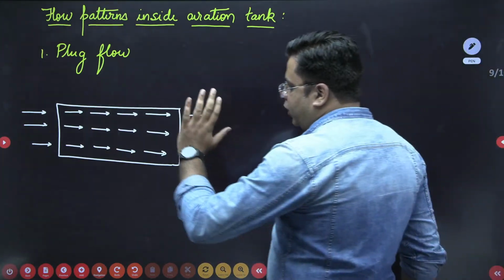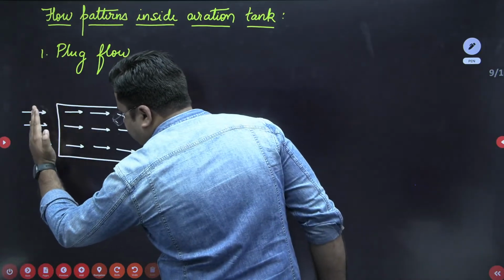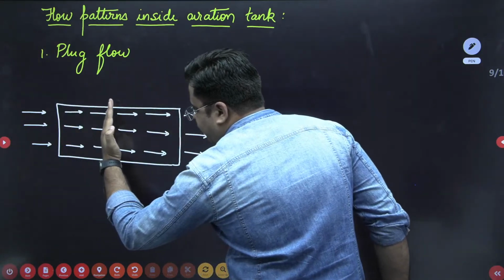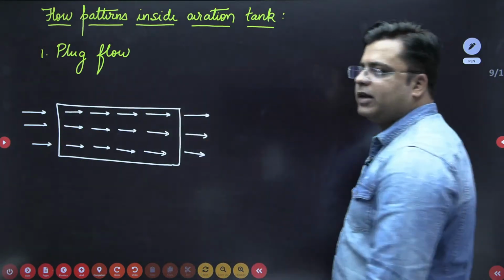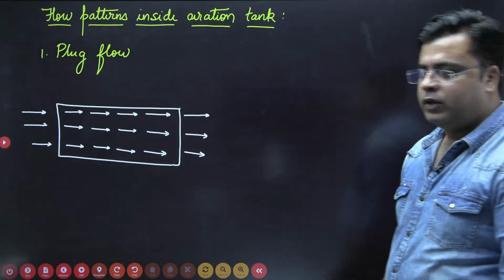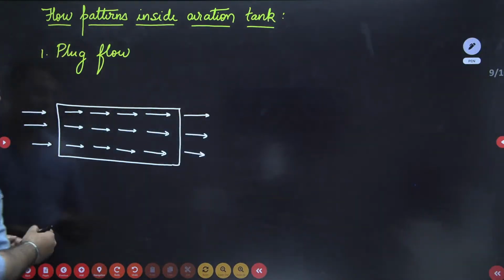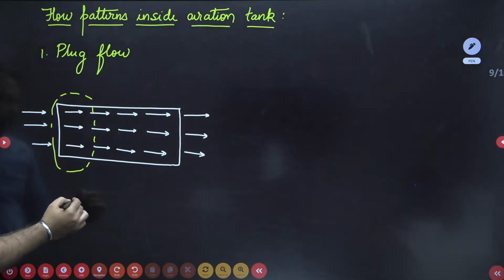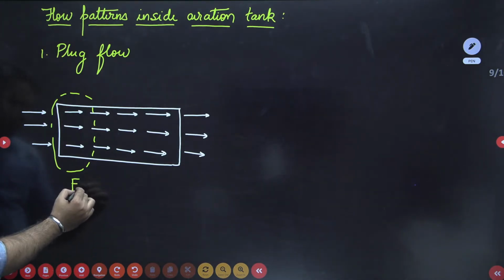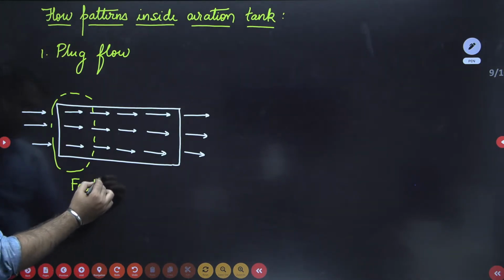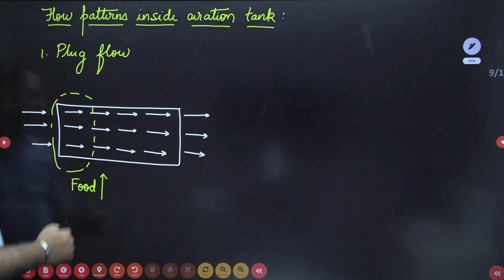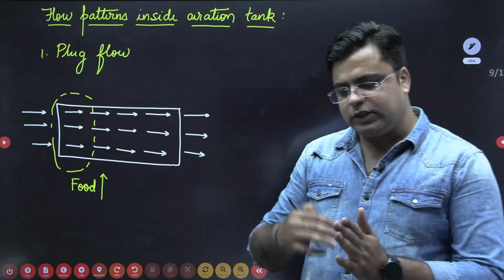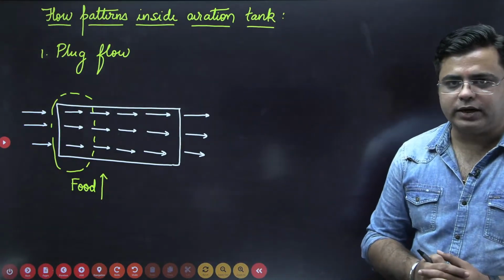Okay, again, what is a plug flow pattern? When the wastewater enters into the aeration tank and without mixing, if the wastewater keeps on flowing like this, this type of flow pattern is known as the plug flow. In this plug flow, you will observe that in the initial part of the aeration tank, the amount of food will be more, because this food was just brought in contact with the microorganism.